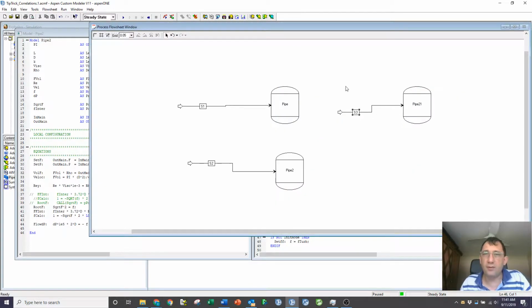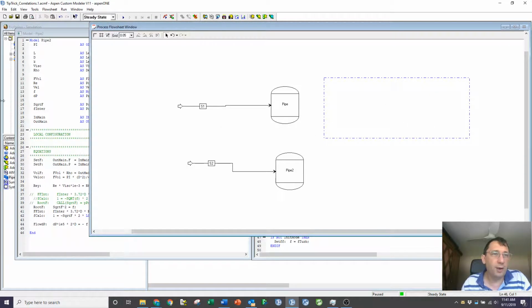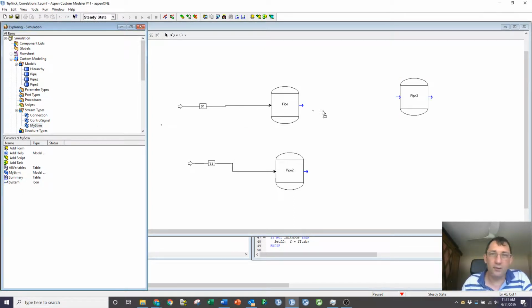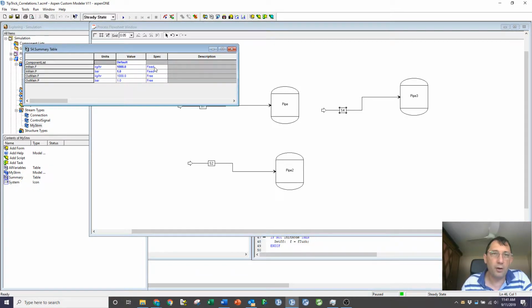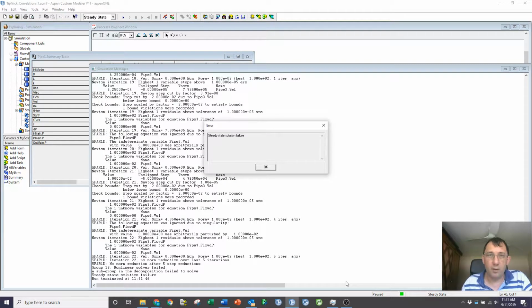Okay, so let's do that. Let's get rid of this one that we know doesn't work. Let's drag pipe 3 in. Let's give it a feed stream and hook it up. Let's free the flow rate on that and fix the pressure drop on the pipe. Okay, so we've got that fixed. That's all working well. Let's hit run.